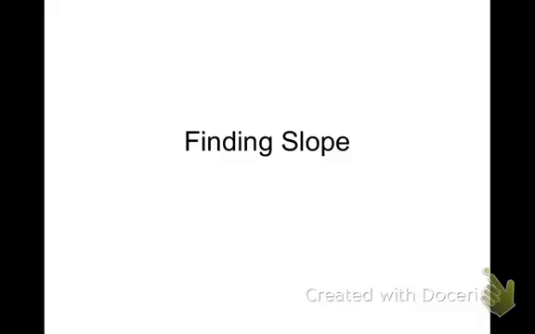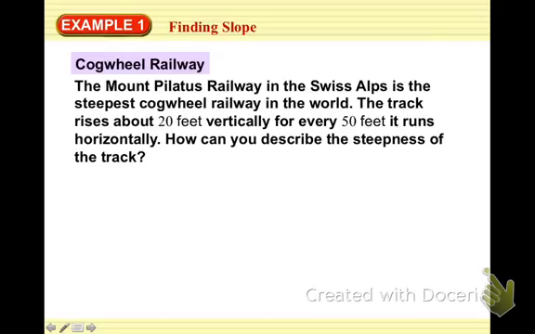Today we're going to be learning about how we find slope. We're going to start with an example in the Cogwheel Railway. The Mount Pilatus Railway in the Swiss Alps is the steepest cogwheel railway in the world. The track rises about 20 feet vertically for every 50 feet it runs horizontally. How can we describe the steepness of this track?